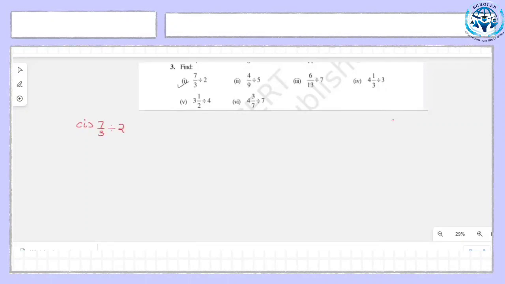Question number 3, 7 by 3 divided by 2. 2 is a whole number. We can convert it into fraction as 2 by 1. 7 by 3 into 1 by 2. Three 2 just 6, 7 by 6.